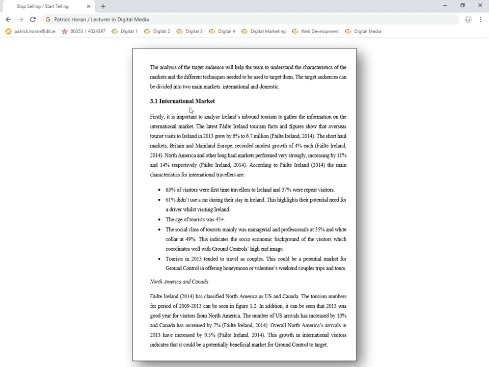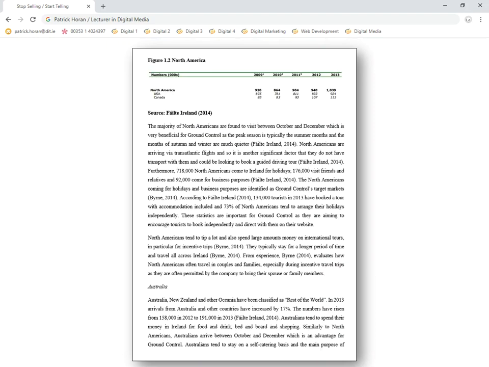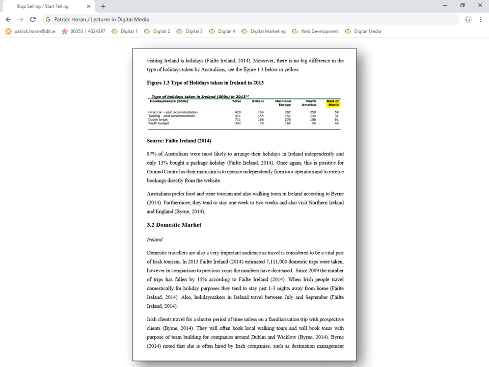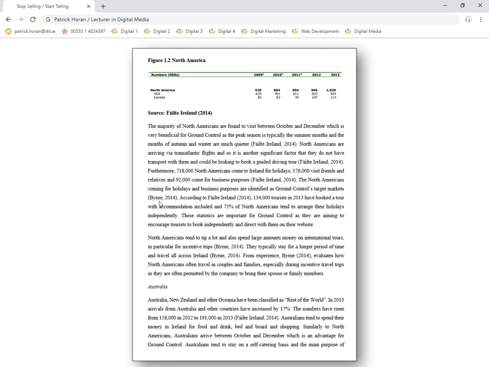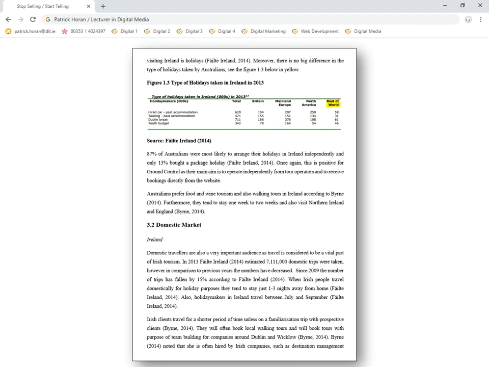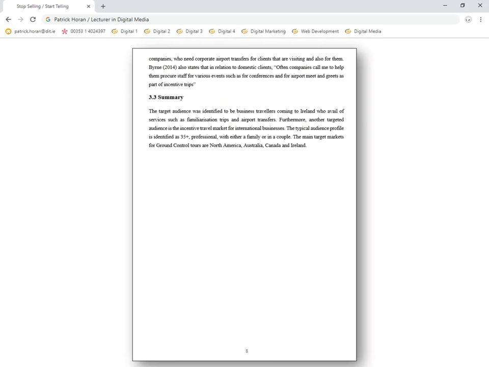They go from everywhere in the international market. The North American Canadian market is very strong for them, right through to Australia down here. You can also see Byrne here is the manager of Ground Control, so they conducted some primary research with this person, and you'll see that name popping up quite a bit, because this information is coming from primary research, which is an interview. Then right down to the domestic market, the Irish market, and the client there. So you can see how that one's worked out.